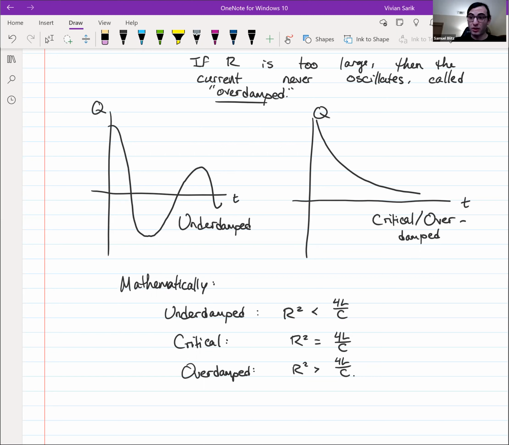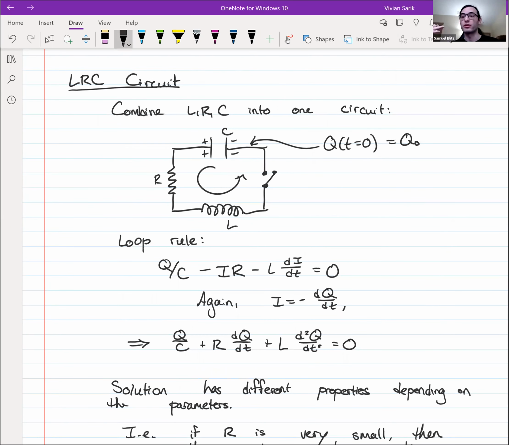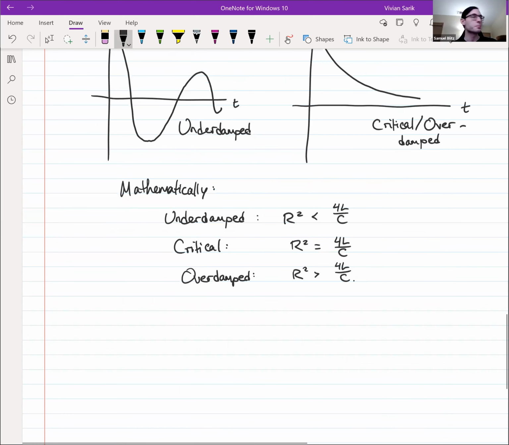So that's the basics of an LRC circuit. And this is really how a real life RC circuit or LC circuit would behave. It would actually oscillate like this. Now, if you have an energy source, say I put a battery here, then you can actually produce perpetual oscillations. And that's how you can make signal generators and things like that.